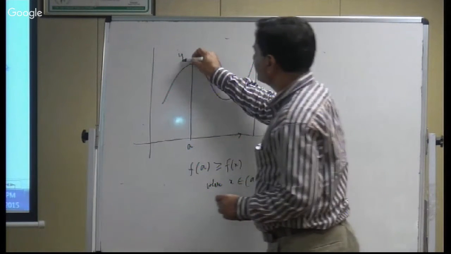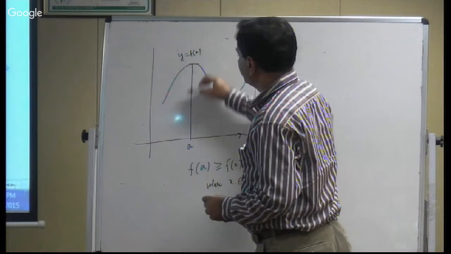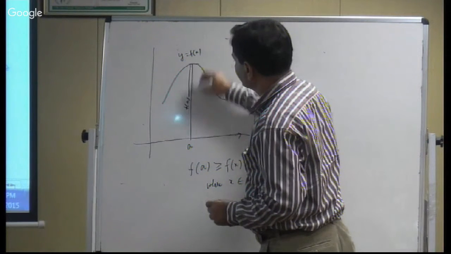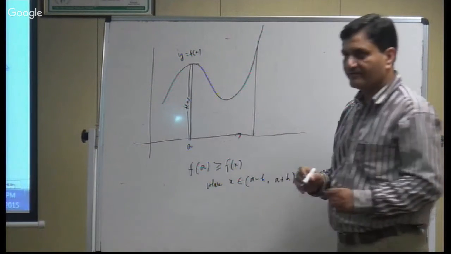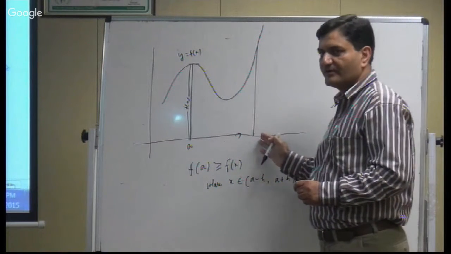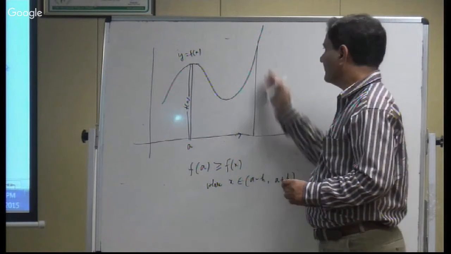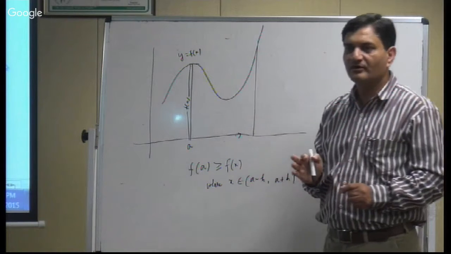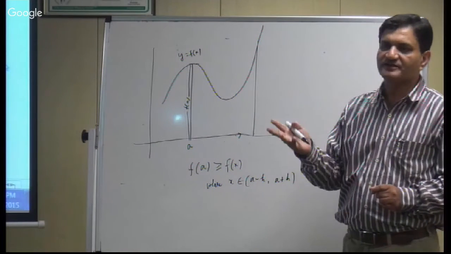Now suppose this is a function y equal to f(x). This is the value f of a. Now this is some point which is not a critical point. This point is not a critical point. Neither is the derivative at this point becoming 0, nor does the derivative not exist. Right?